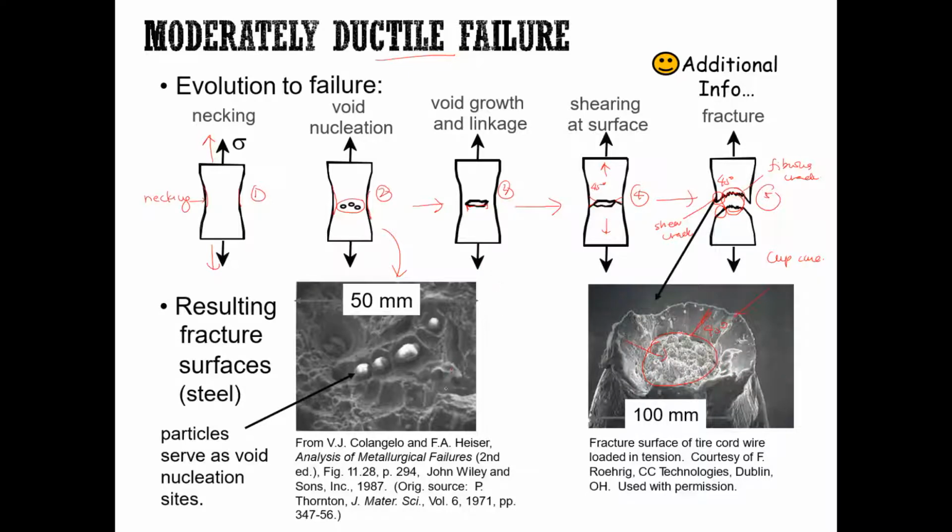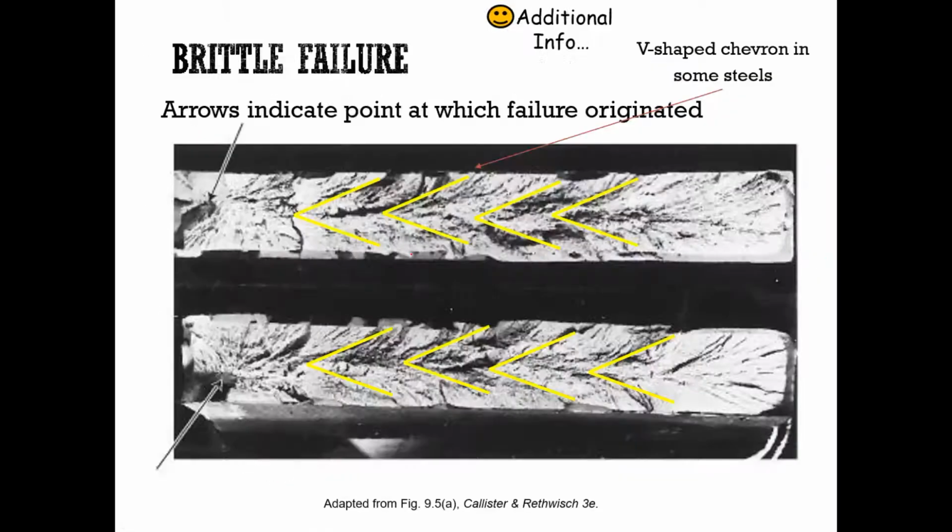So how about brittle failure? Let us look. This is an example of brittle failure. Basically, we know that in brittle failure, the surface of the crack is perpendicular to the tensile stress. This arrow indicates the point at which failure originated. It starts from this point and also this point.